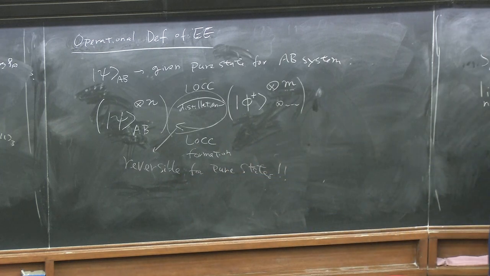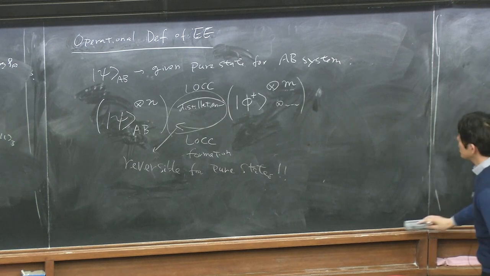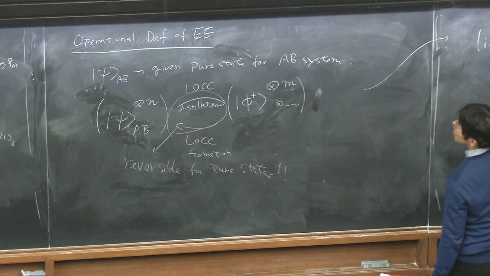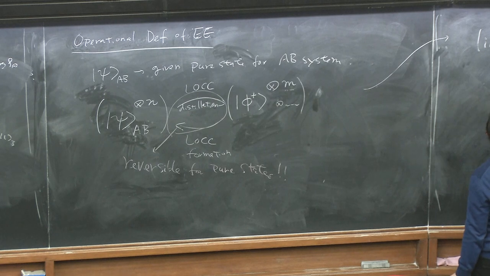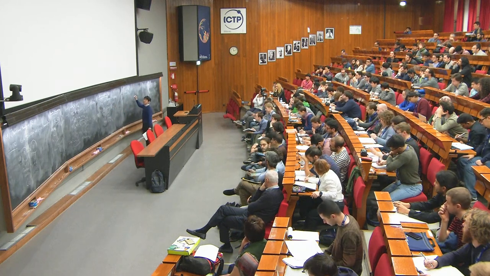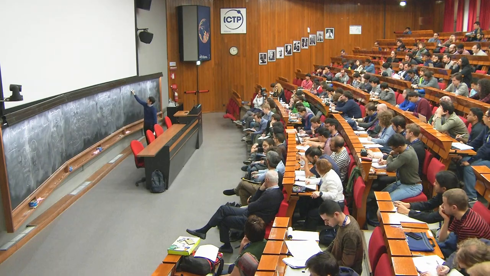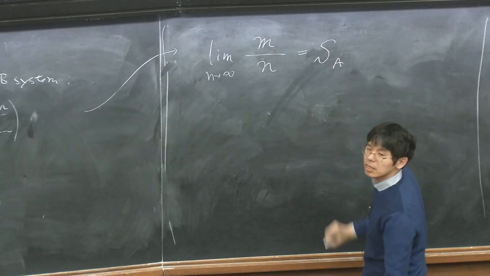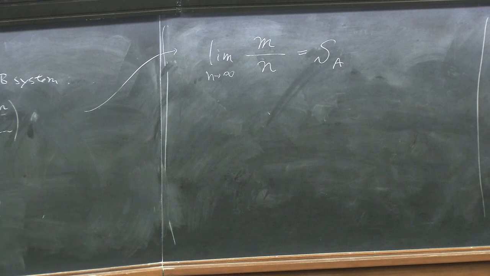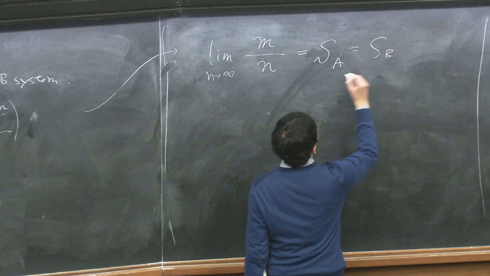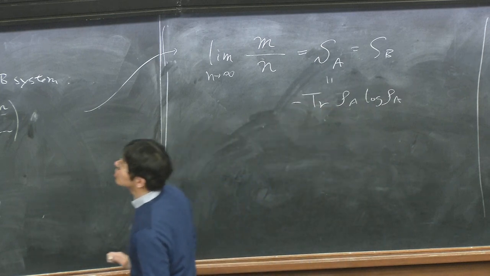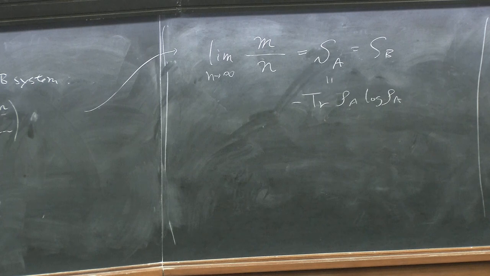And now I come to the main point. We take this limit, so we are thinking about n divided by N, and N goes to infinity. We are interested in this maximum number which we can reconstruct for a pure state. This turns out to be the entanglement entropy. So this is a very fundamental connection between the von Neumann entropy and the entanglement entropy. In this case, of course, S_A is the same as S_B, and this is the log. So this is how we understand entanglement entropy in an operational way.